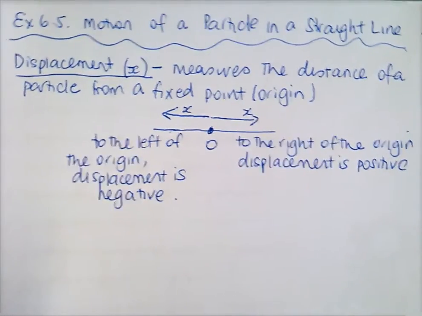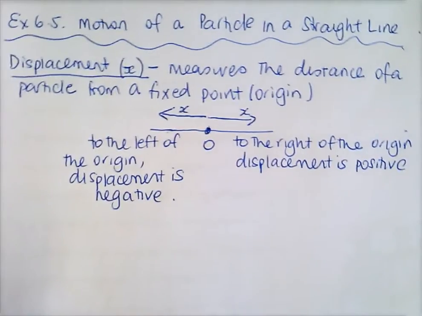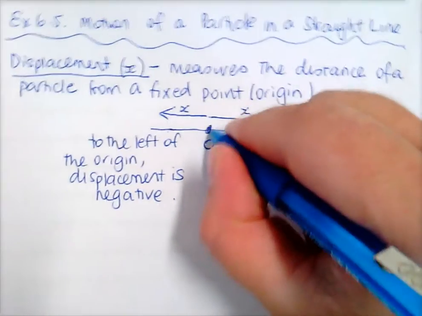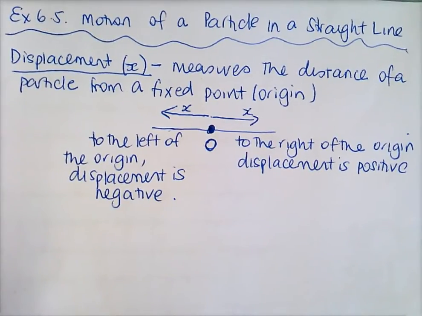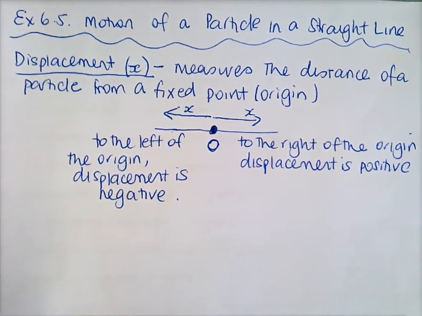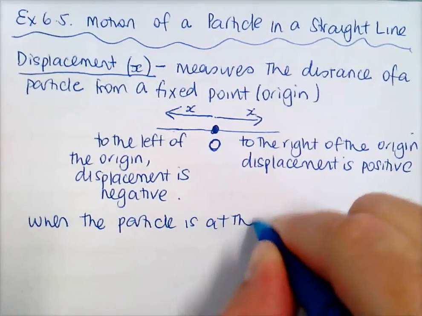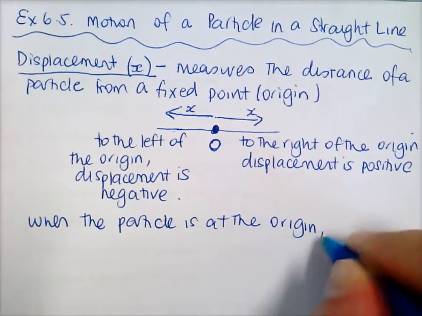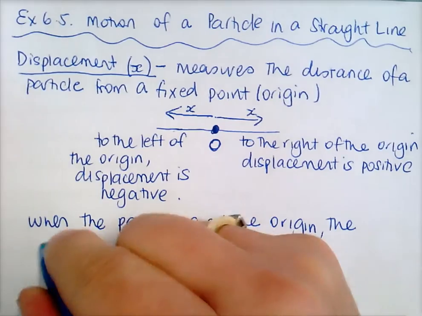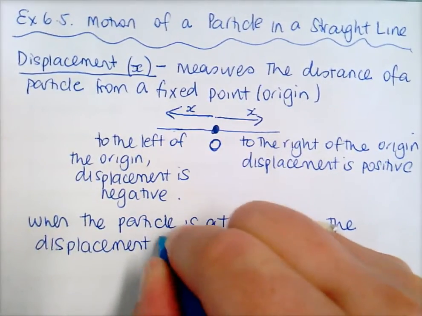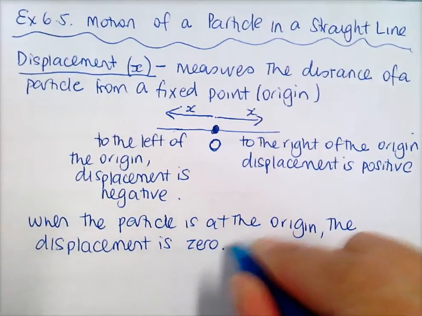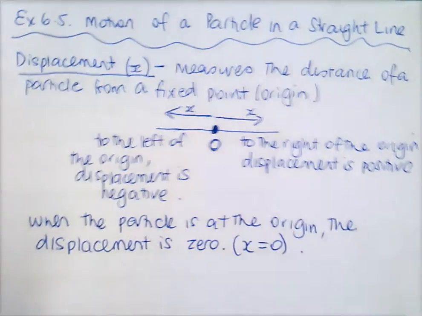Okay, so displacement can be positive or negative. This is the origin here. If the particle is at the origin, the displacement is 0. That means that x is 0 there.